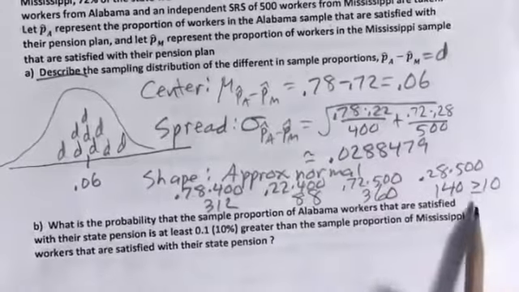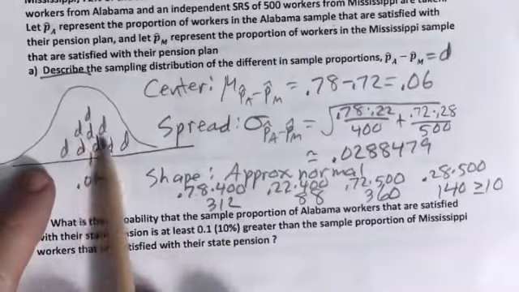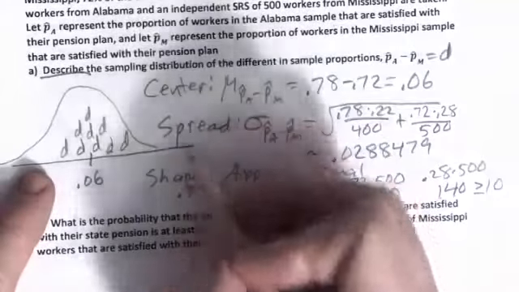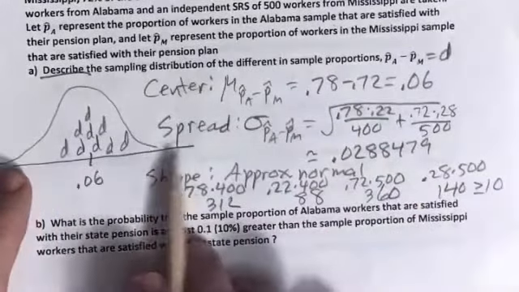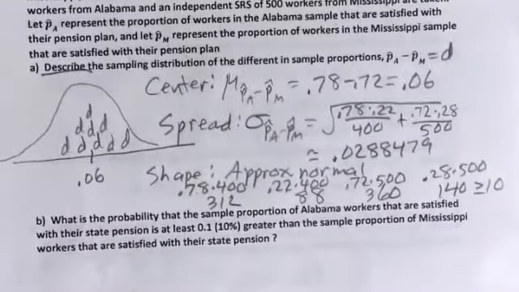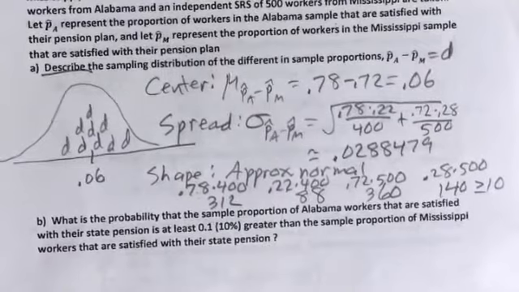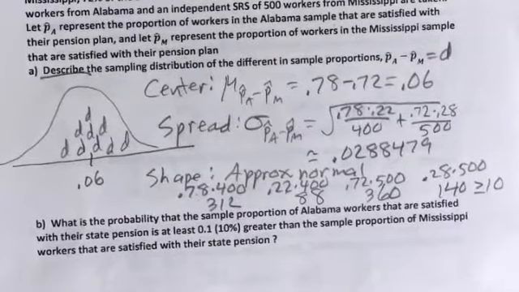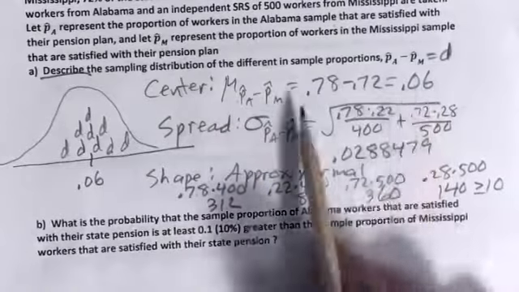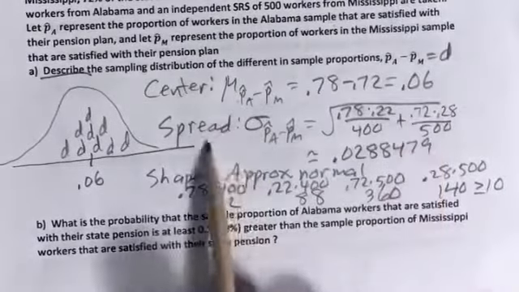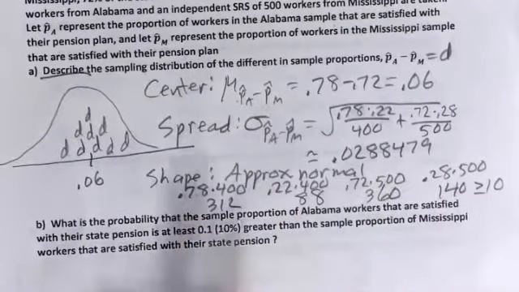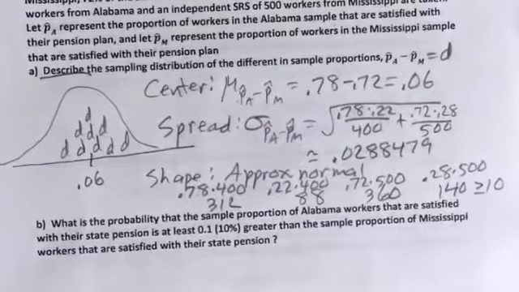So by the central limit theorem, our sampling distribution will be approximately normal. And by saying it's approximately normal, that takes care of the unusual values, the outliers, as well. So to describe the sampling distribution, you would say it is centered with a mean of the differences of 0.06. The spread is described by the standard deviation of 0.0288. And the shape would be approximately normal, and that's it. That's how you would do that.